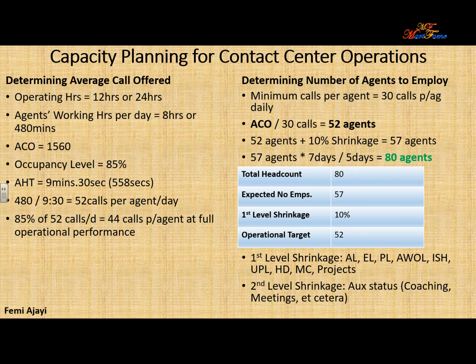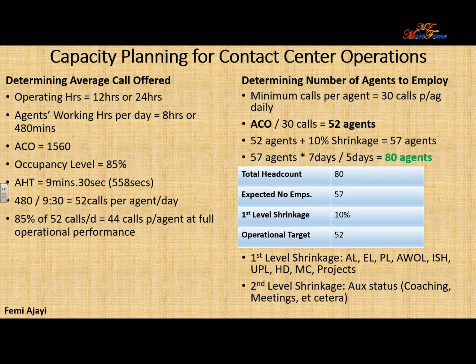The next thing you want to set is your occupancy level. Occupancy is how busy you want your agent to be within a given period, for example, 1 hour or in a day. So, industry standard is often between 80 to 90, but in this case, let's put it as 85. The next thing is AHT, which is the average handling time. That is the talk time, hold time, and after call work. Setting an example here to be 9 minutes 30 seconds. Translate that into seconds, that will be 558 seconds.